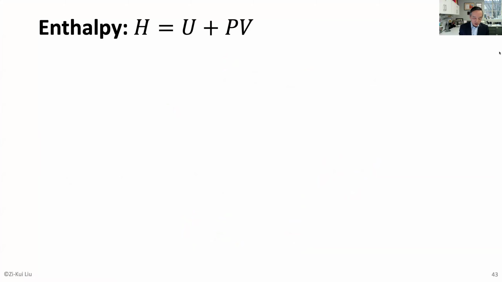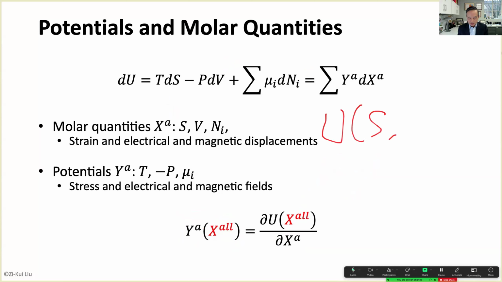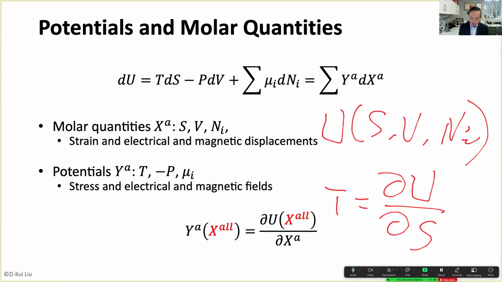Okay, so now we remember that if we go back to the previous slide, we had U as a function of S, V, and Ni. We had one issue there already: it's very difficult to control S, as we mentioned before. So then you can switch variables, because remember T equals the derivative of U with respect to S. Of course, we're going to switch T later, but also we have minus P equal to the derivative of U with respect to V. So we can switch variables through this mathematical operation.